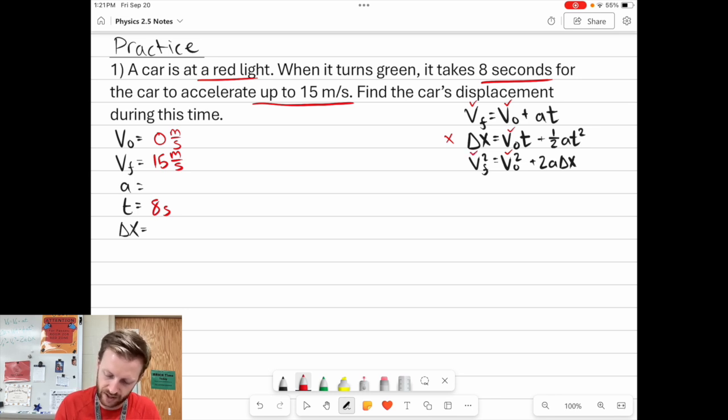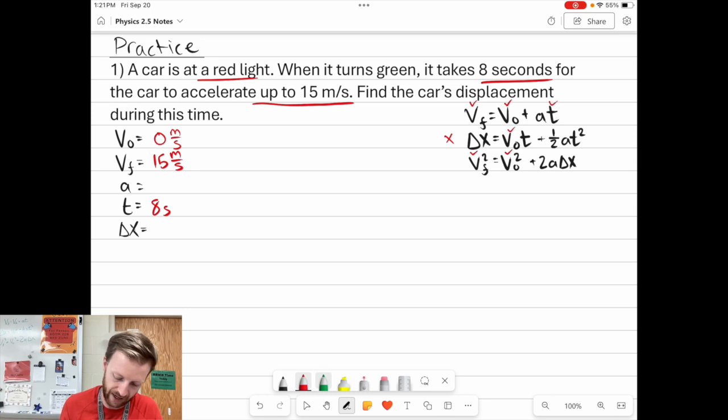All right, what about T? Well, this has T. Oh, the other one doesn't have T. Ooh, we're running into a bit of a problem here. I need my acceleration. And sometimes this will happen, where you need a fourth one in order to figure everything else out. And lucky for us, we found acceleration on our last problem.